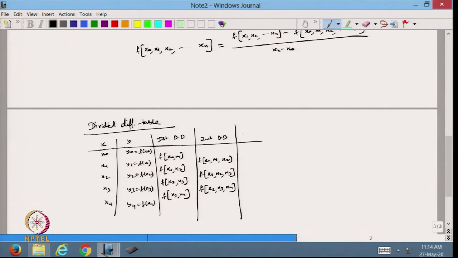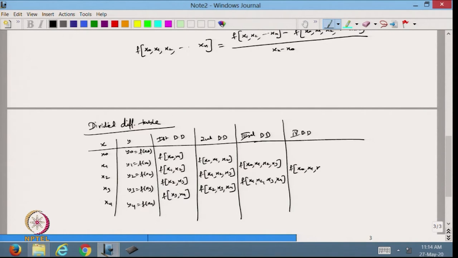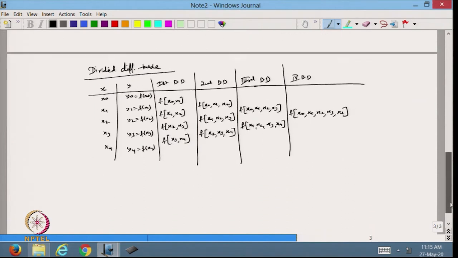So I can write the third one. So this is f of x0, x1, x2, x3 and this is x1, x2, x3, x4. And the last one is the fourth one. So that will be the only one value, the constant value. So the fourth divided difference will be x0, x1, x2, x3 and x4 using all these values together. So this is the way we can write the divided difference table.